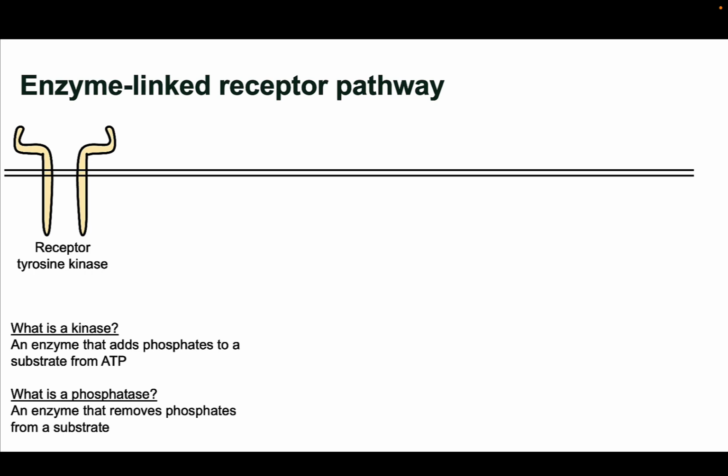So this is called an enzyme-linked receptor pathway. And the most popular one is the receptor tyrosine kinase pathway. Okay, so again, what is a kinase? This is an enzyme that adds a phosphate to a substrate from ATP. And again, a phosphatase is an enzyme that removes phosphates from a substrate.